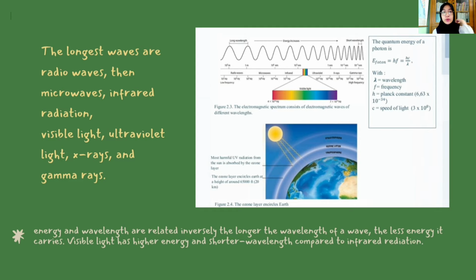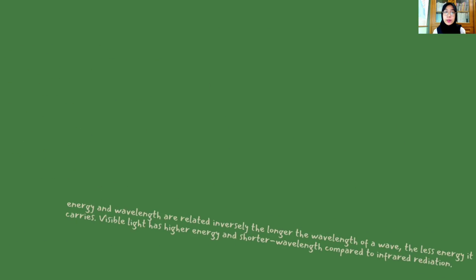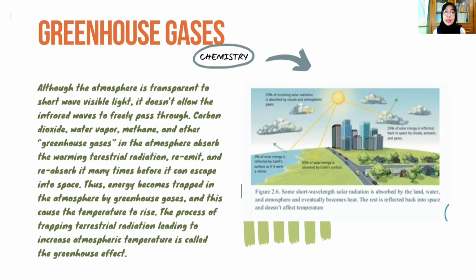Although the atmosphere is transparent to short-wave visible light, it doesn't allow the infrared waves to freely pass through. Carbon dioxide, water vapor, methane, and other greenhouse gases in the atmosphere absorb the warming terrestrial radiation. They emit it and absorb it many times before it can escape into space. Thus, energy becomes trapped in the atmosphere by greenhouse gases, and this causes the temperature to rise. The process of trapping terrestrial radiation, leading to increased atmospheric temperature, is called the greenhouse effect.